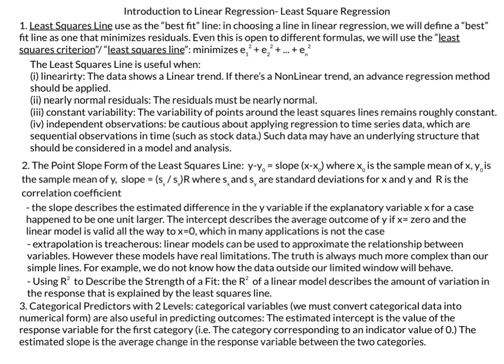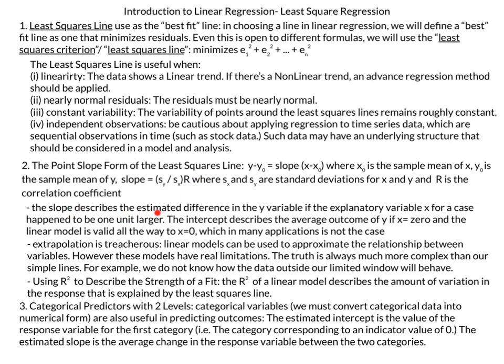The formula we will be using is the point slope form of the least squares line, and that formula is y minus y naught is equal to the slope times x minus x naught, where x naught is the sample mean of x, y naught is the sample mean of y, and the slope is the standard deviation of y divided by standard deviation of x times r, where r is the correlation coefficient.